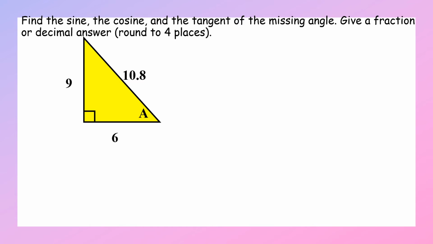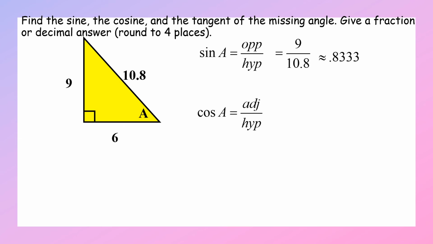So then try this one. You're finding sine, cosine, and tangent. If you need to pause it, go ahead and do that. So sine of A would be opposite over hypotenuse, which is 9 over 10.8. If I reduce that, I could do 5 over 6, or it would be approximately 0.8333.